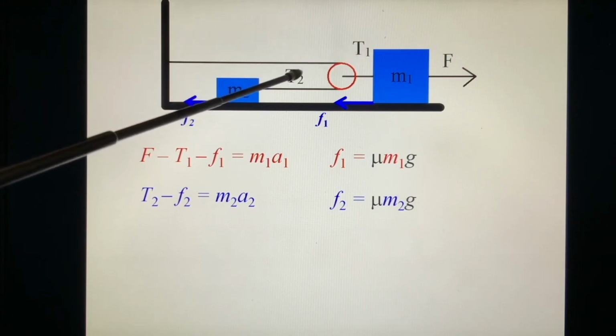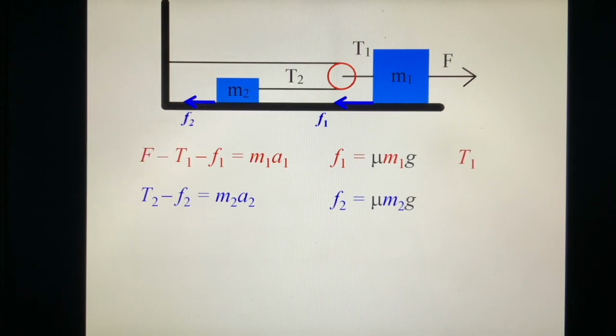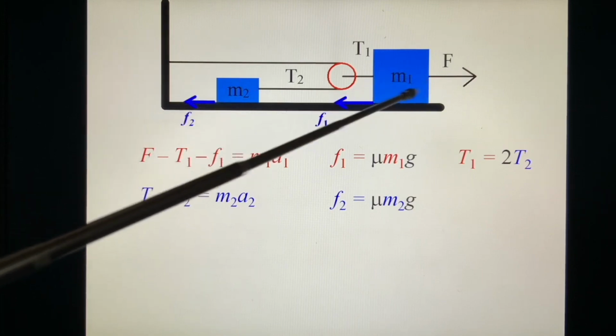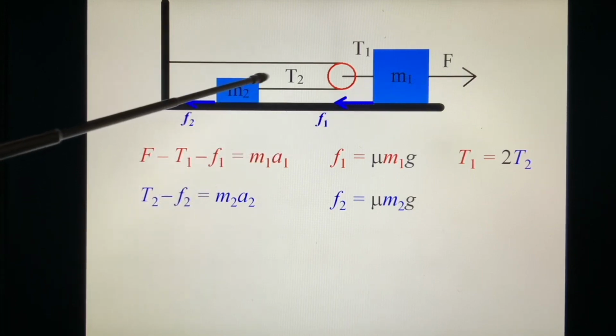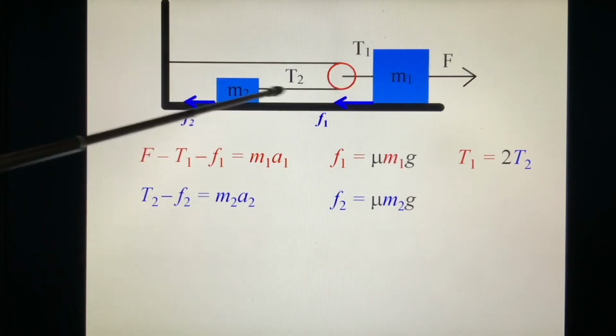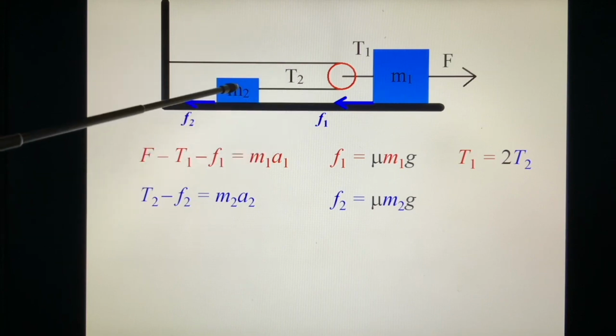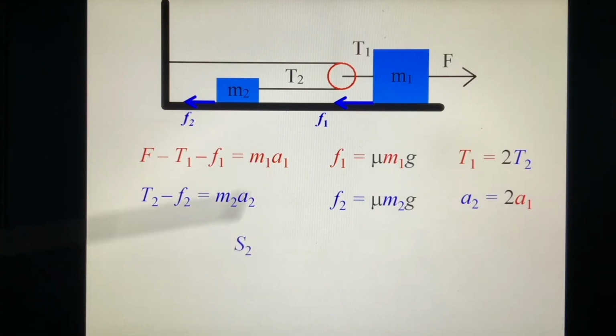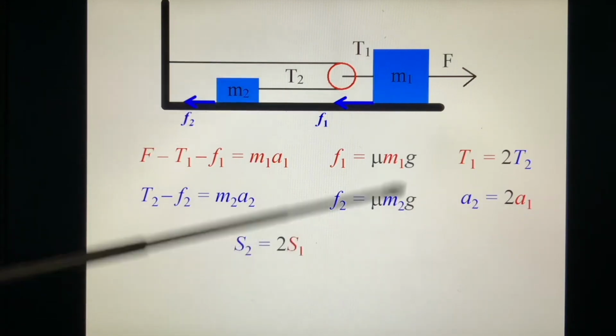Look at the T1, T2. T1 equals 2 T2. And also, let's see the accelerations of M2 and M1. When you go 1 meter, M1 only goes half a meter because this length is divided into 2. So we get a conclusion: A2 is 2 A1. The reason is S2 is 2 S1.